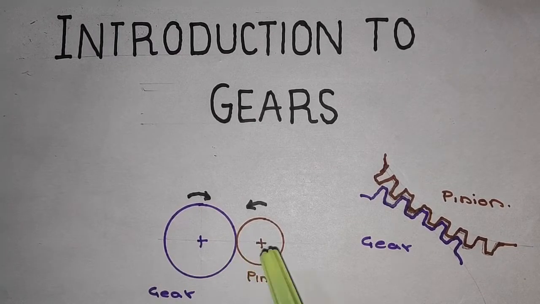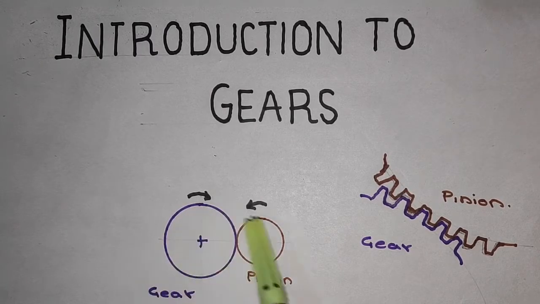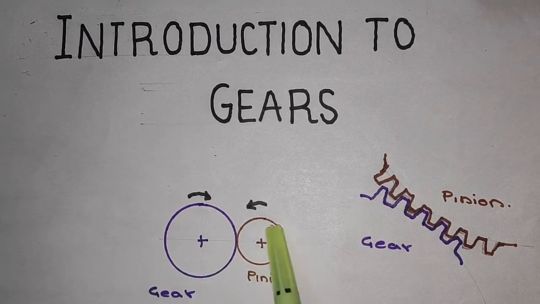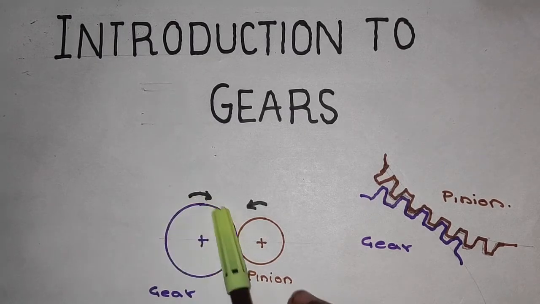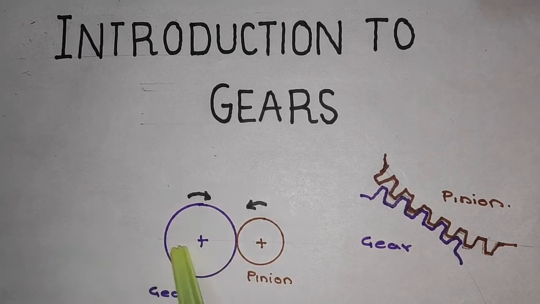But if the power source is connected to the gear, that is, if the shaft having the gear rotates with the external power and that motion is transmitted to the pinion, so the pinion rotates because of the gear, then we can say the system is a speed enhancer. That is, rotation of this gear will make this pinion rotate faster than the gear. So it is a speed enhancer.